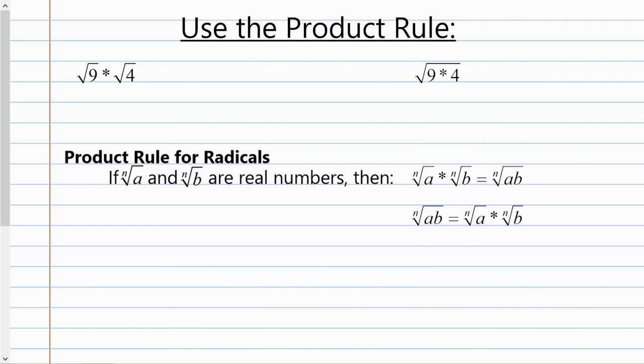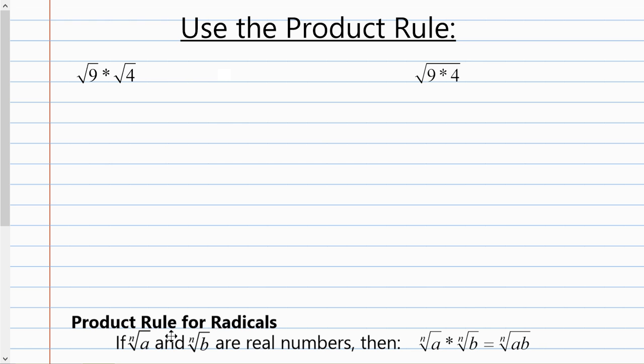So first we want to develop our product rule like we've done for our exponents. I first want to look at something like the square root of 9 times the square root of 4. What we can do is, the square root of 9 is 3, the square root of 4 is 2, and 3 times 2 is 6. Really straightforward.